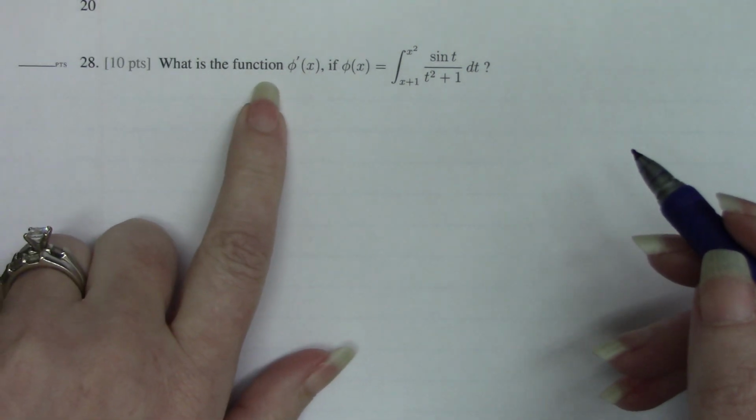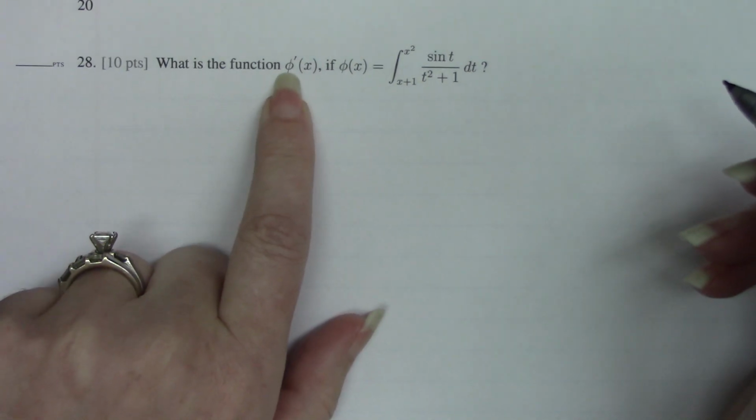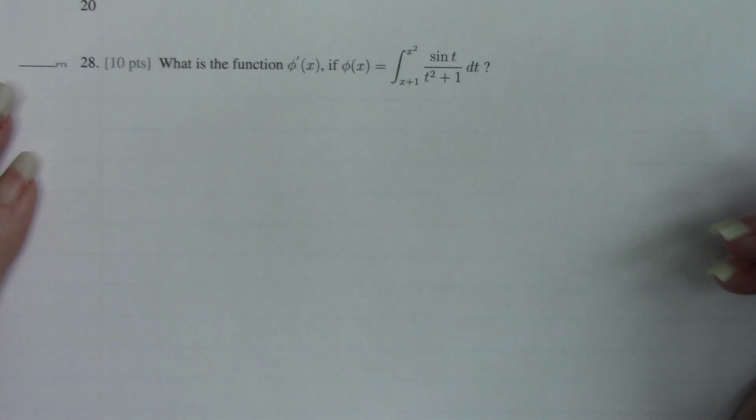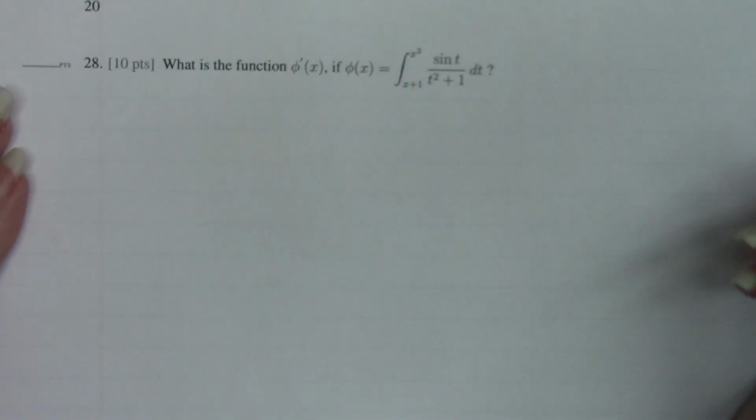What is the function phi prime of x if phi of x equals this integral? Okay, so a couple of things about this problem.